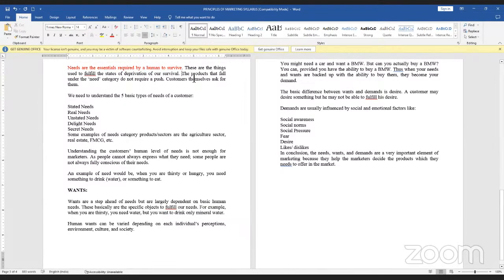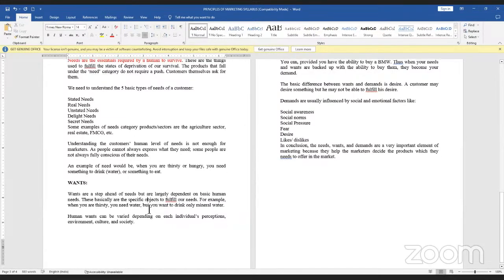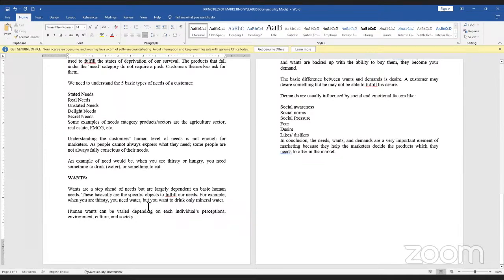Actually, for basic needs, the marketer need not give any push. The customer himself will ask for those. But as people are not always conscious of their needs, based on the different levels of human needs, and people are not having clarity of what they need, the marketer will give advertisements for some of the products which fall under the needs. The next one is want. You say, I want this at any cost, right? What is want? How is need different from want?